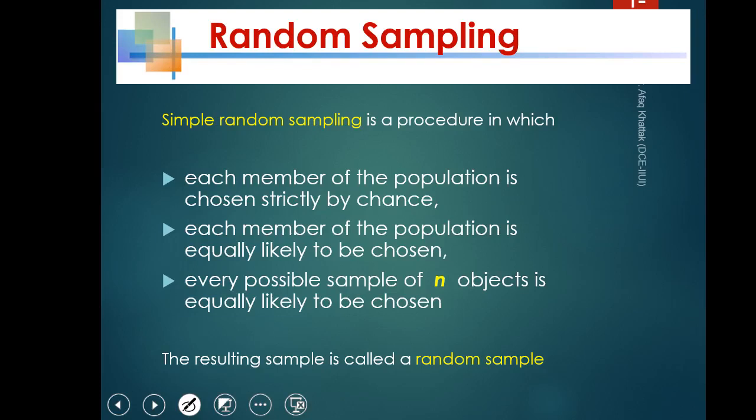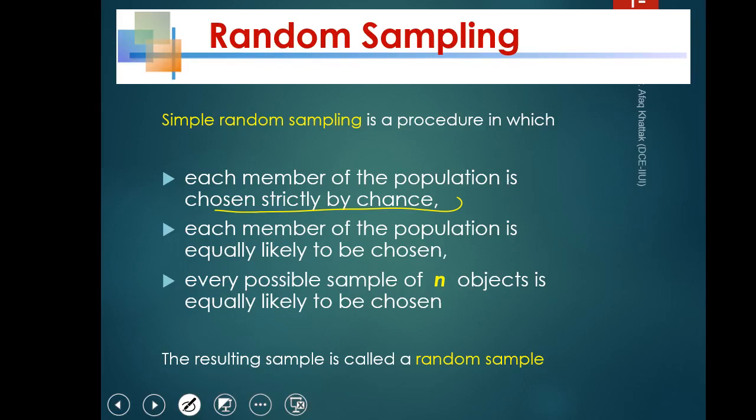There are some sampling techniques. Here I will just discuss the random sampling technique. There are some other sampling techniques, like stratified sampling, but I'm not talking about those; I'm just dealing with simple random sampling. Simple random sampling is a procedure in which each member of the population is chosen strictly by chance. It's not that you strictly have to consider one person and you cannot skip that one; it's a trial. So you just take anyone out of the whole population.